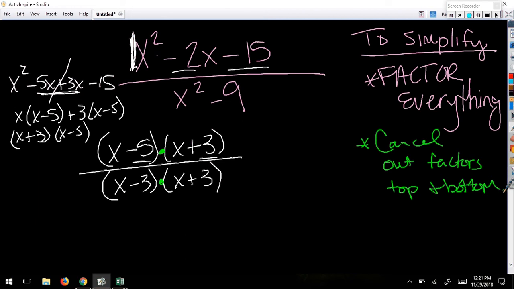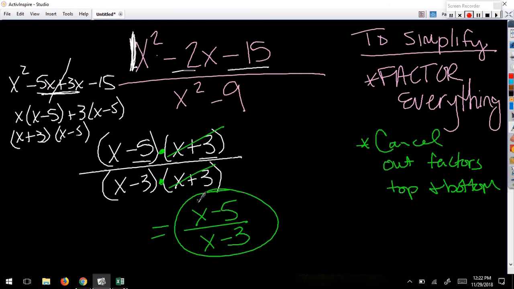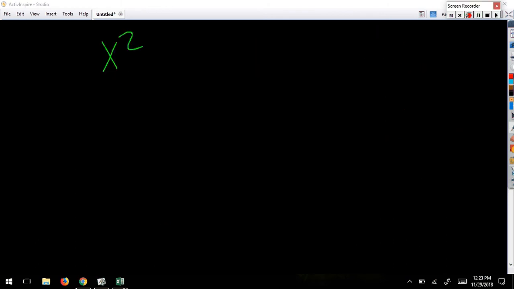So what cancels? X plus 3. Leaves me with x minus 5 over x minus 3. Can I cancel the x's out? No. Why? You'll kill a kitten. Nothing, I'm just kidding. It's not being multiplied, right? The factor here is x minus 5 and the factor is x minus 3.